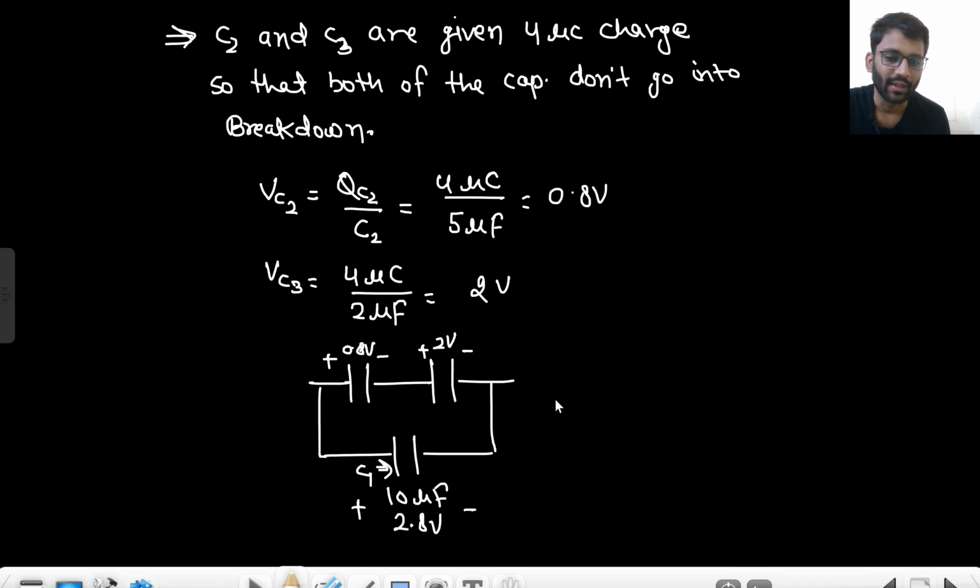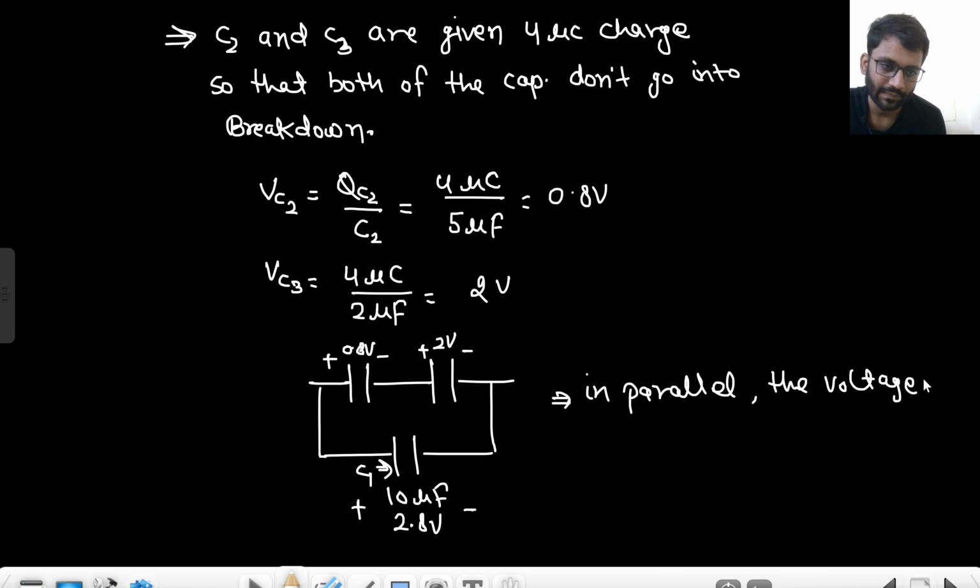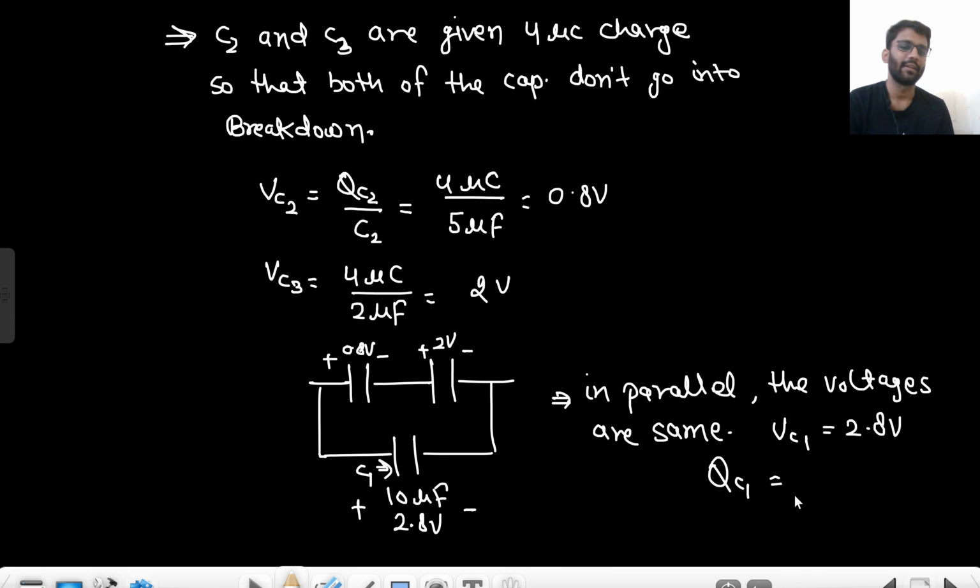So in parallel, the voltages are the same. That means the voltage across C1 is 2.8 volt. So what will be the charge across C1? Tell me, what is the charge across C1? 10 micro into 2.8. That means 28 microcoulomb. Right?